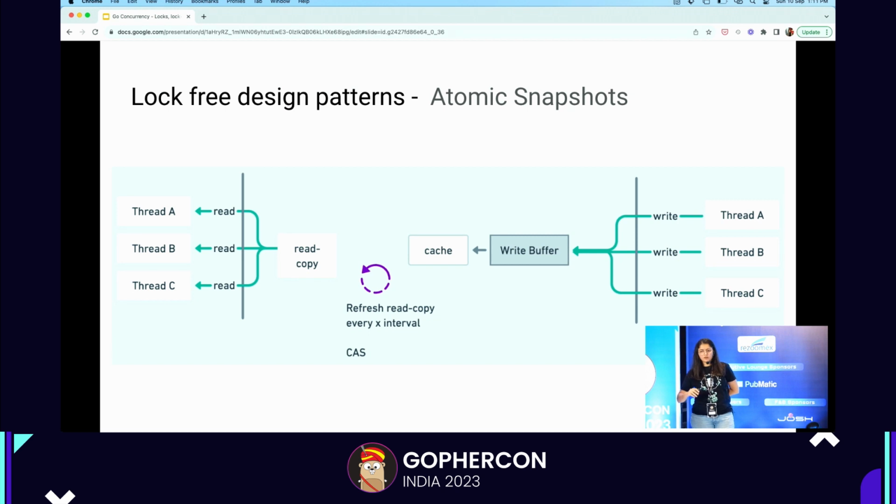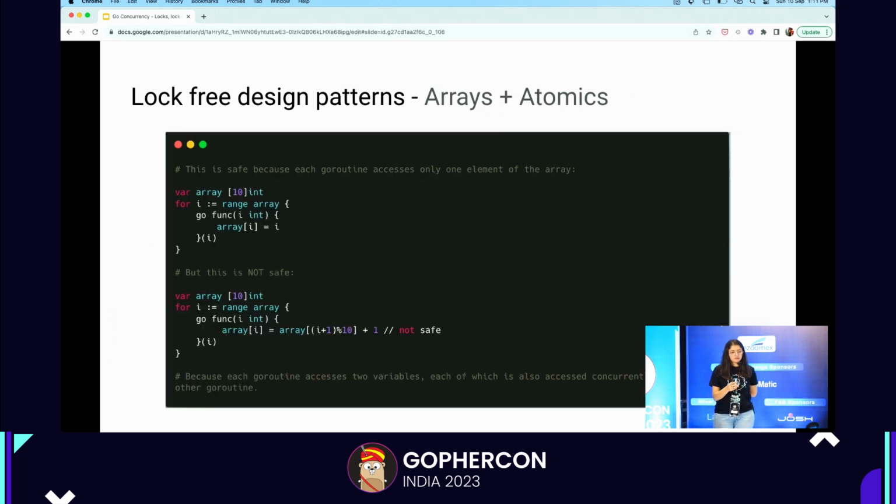Yeah, so anything on this? This is a very good use of the compare and swap. You create a copy, compare and swap, etc. Another pattern is using atomics with arrays. So what is different between a hash map and an array? With an array, every element in the array is a separate memory item. So you can actually access concurrently all the items of the array.